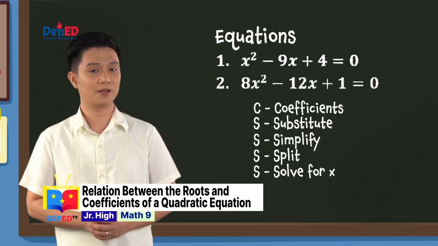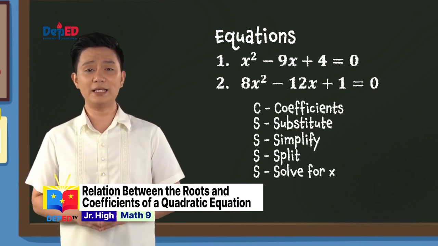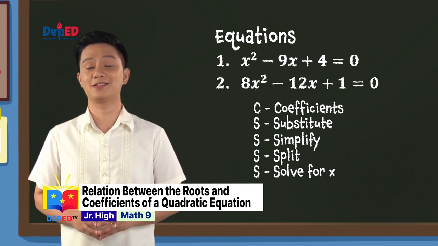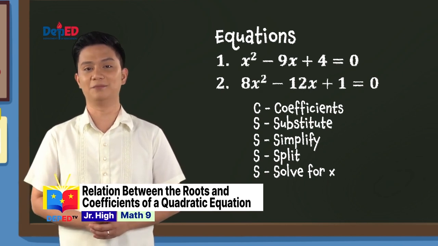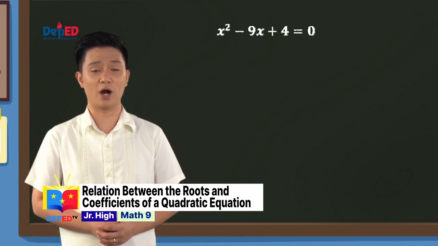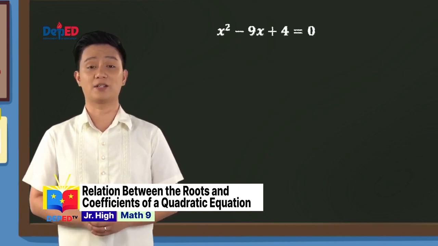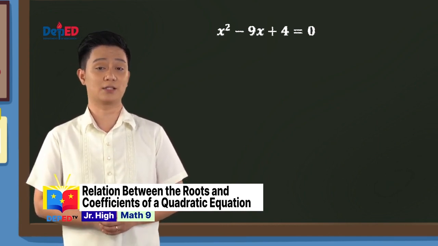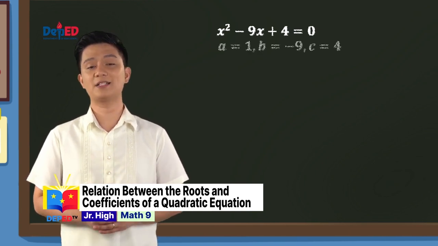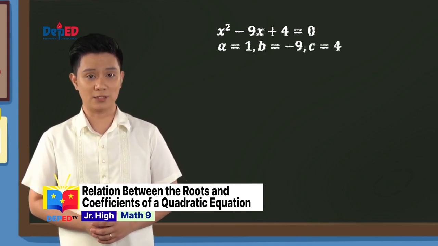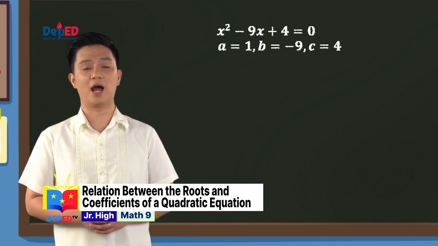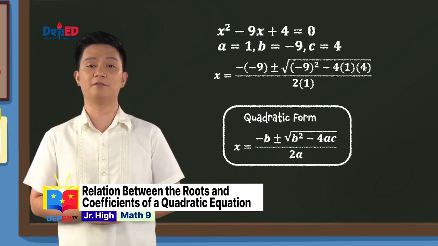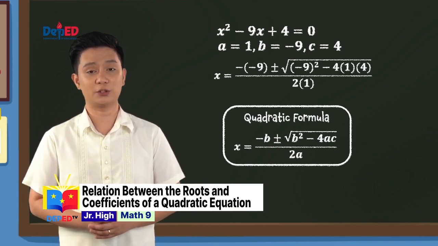Remember CS4? I gave this acronym for easy recall of the procedure we do to solve quadratic equations using the quadratic formula. Equation number 1, x squared minus 9x plus 4 equals 0. Let us determine the value of the coefficients a, b, and c. A is 1, b is -9, and c is 4. We now substitute the value of these coefficients in the quadratic formula.